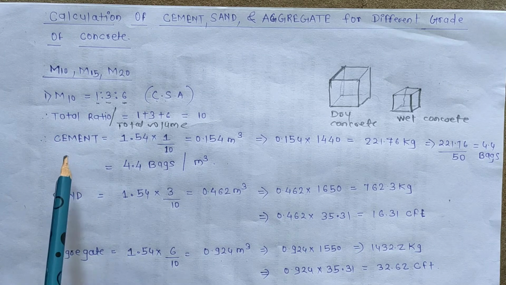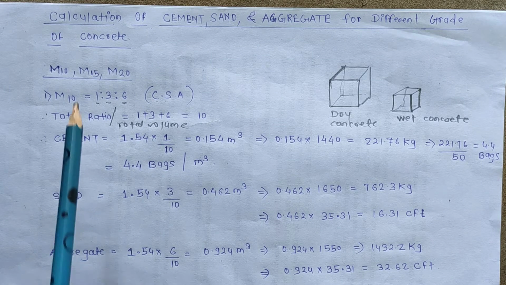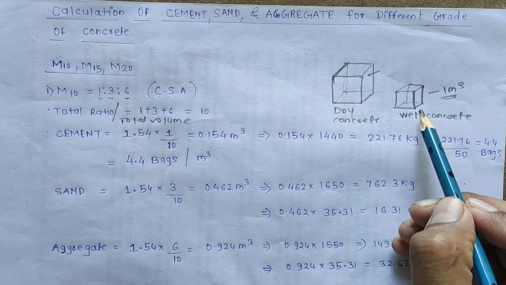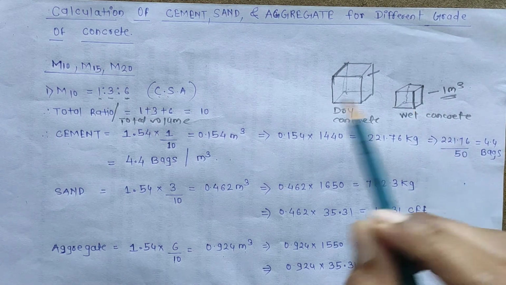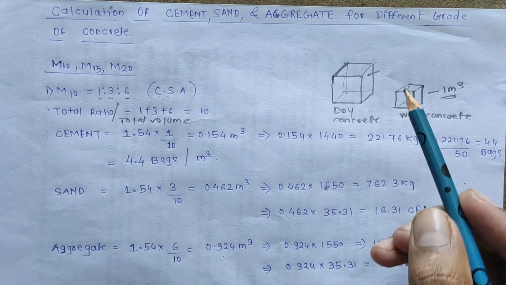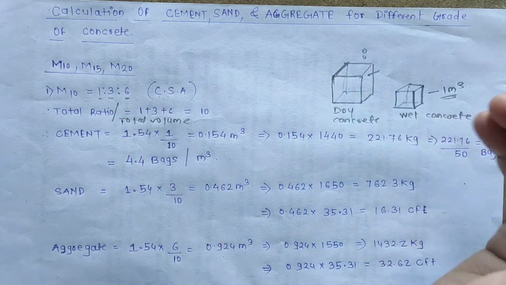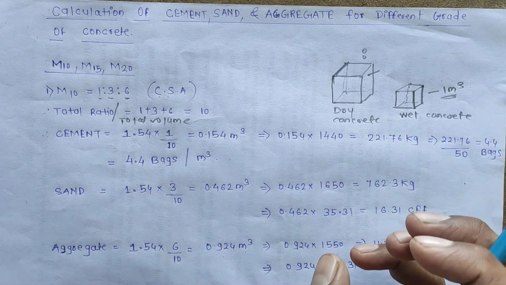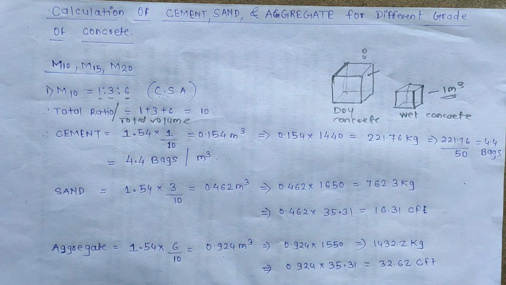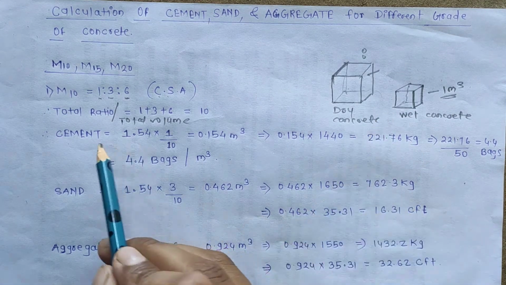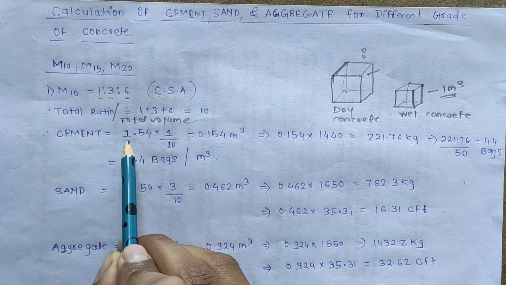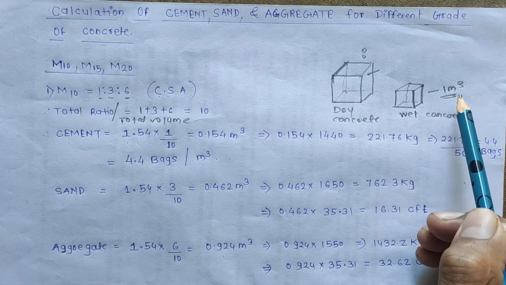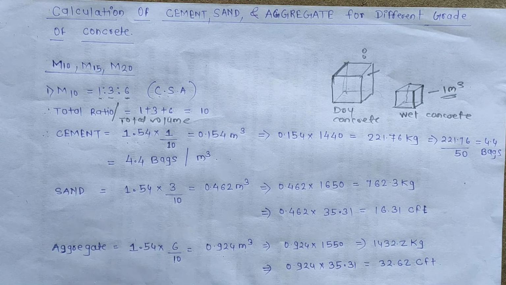Now what we have to do, we have to calculate the amount of cement, sand and aggregate required for 1 cubic meter of M10 grade of concrete. So what we need is 1 cubic meter of wet concrete. But in this calculation we are finding the dry concrete. After pouring the water in the dry concrete, the volume becomes less, due to shrinkage. So in order to overcome this shortage, we have to multiply the cement, sand and aggregate by the factor 1.54, so that after shrinkage of concrete we will get 1 cubic meter of wet concrete.